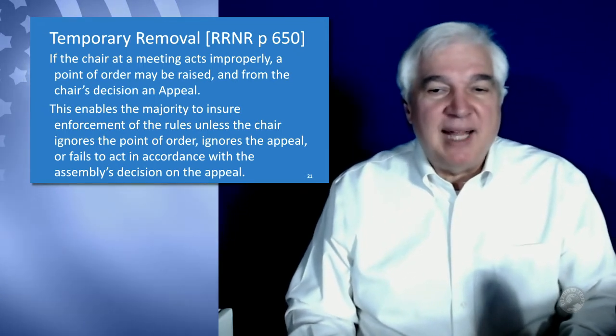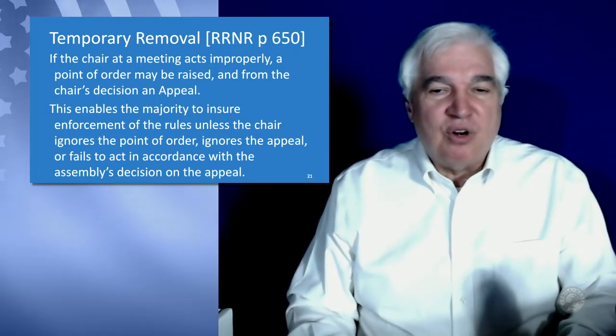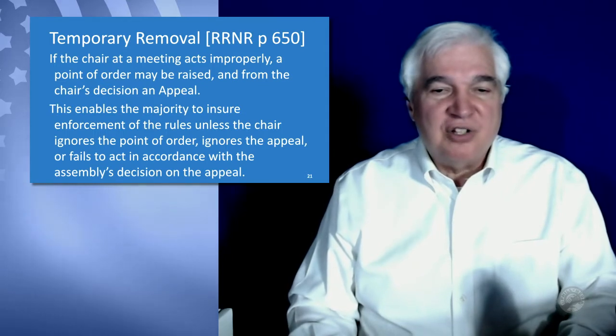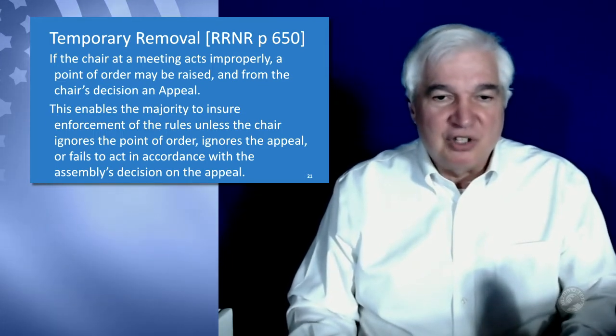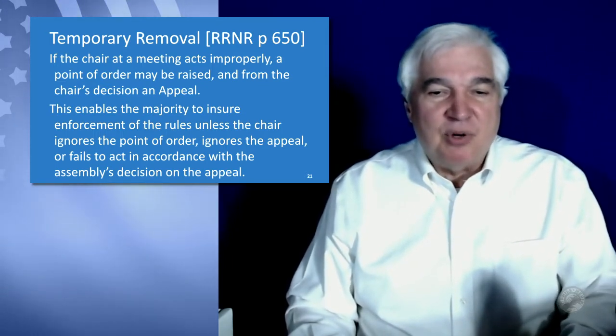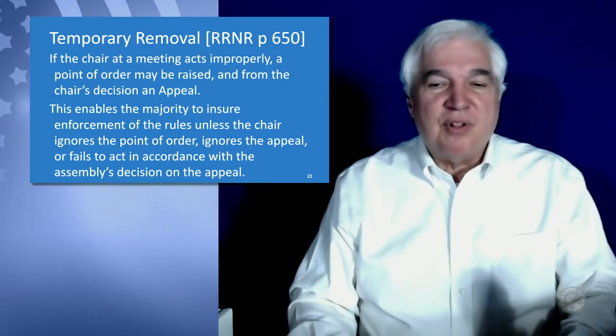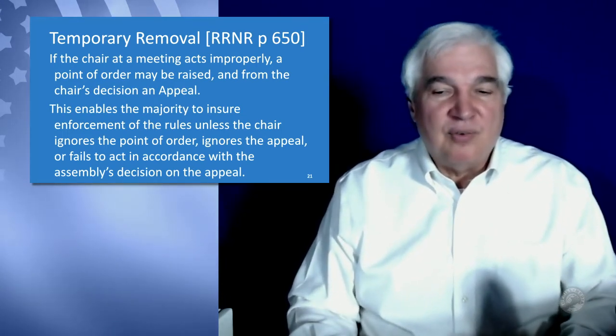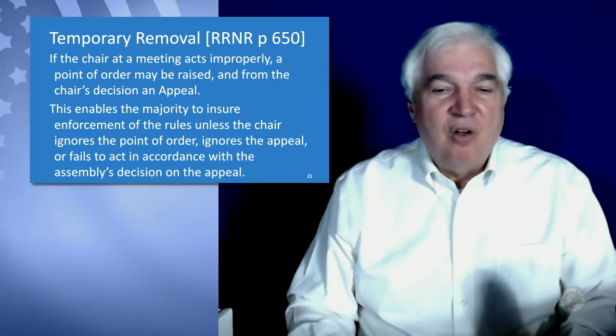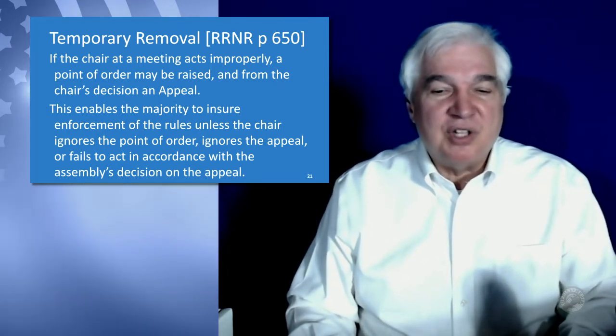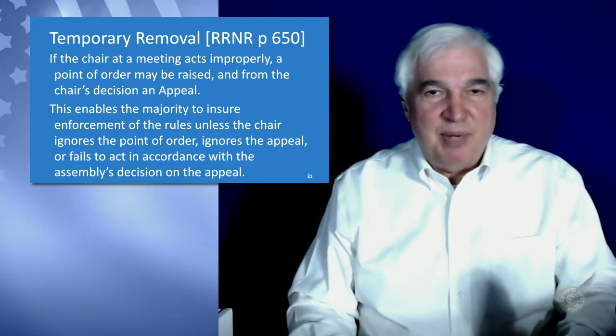If the chair at a meeting acts improperly, a point of order may be raised, and from that chair's decision, an appeal, which we just talked about. This enables the majority to ensure enforcement of the rules unless the chair ignores the point of order, ignores the appeal, or fails to act in accordance with the assembly's decision on the appeal.